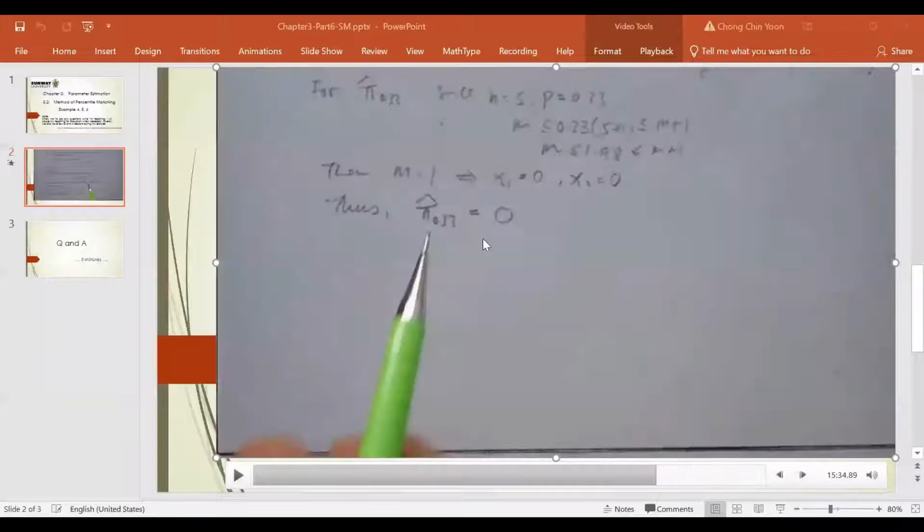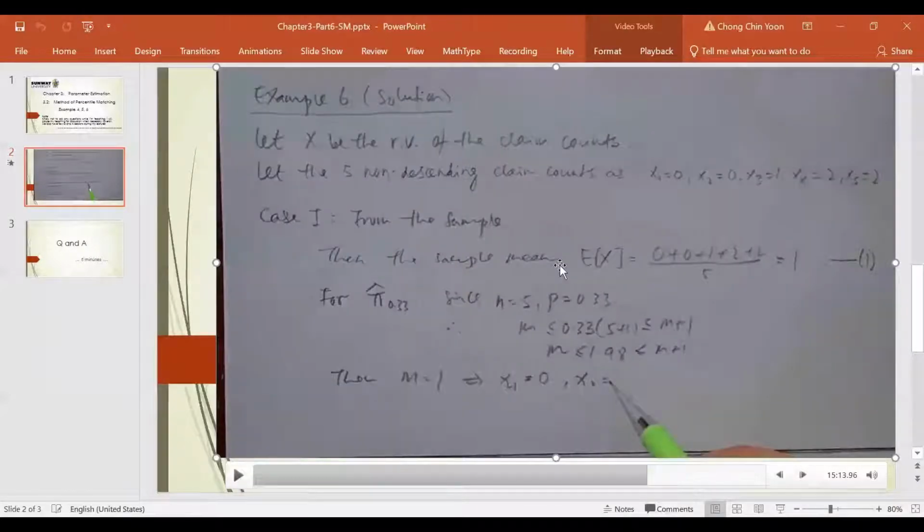Okay, class, you can substitute, right? Because your x m is 0 and x m plus 1 is 0, the whole thing is 0 from the formula. So that means pi 0.33, the 33rd percentile, will be 0 as well. Before we go further, if you look at my case 1, I involve two calculations. For this sample mean I use the first raw moment method, and for this one I use percentile matching. So I involve two methods here for case 1. Let's carry on.